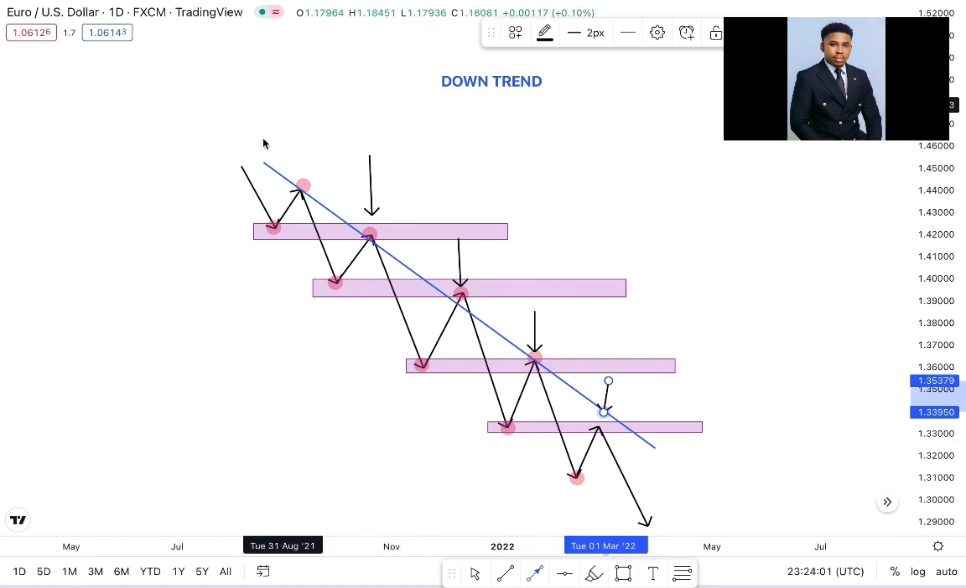Okay, so in a downtrend, you're using a downtrend line and you're connecting the highs. If you go back in this video to where I talked about uptrend, you see that in an uptrend I was connecting the lows using the trend line. Okay, so it's the opposite for a downtrend, and in an uptrend I was only looking for buy trades.